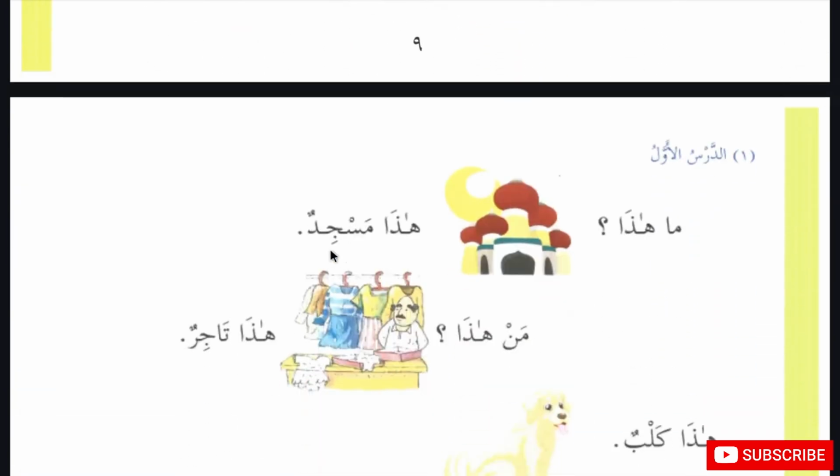ما هذا? What is this? هذا مسجد. This is a masjid. Again, ma, because this is a غير عاقل. This is a non-human, so it doesn't have aql. It's a masjid. It's an object.